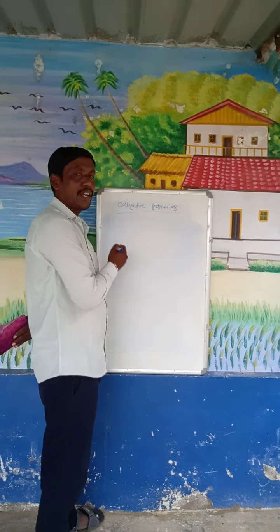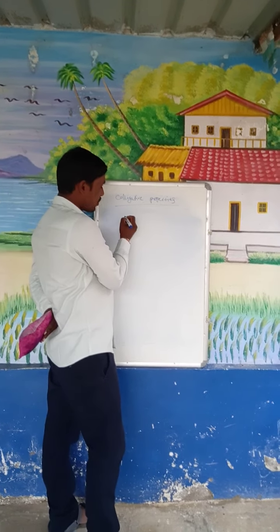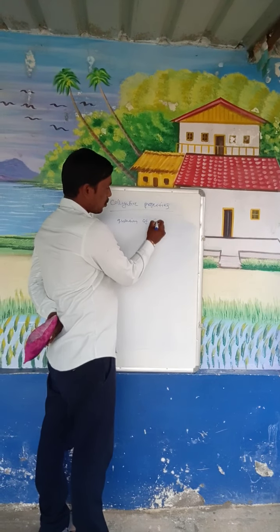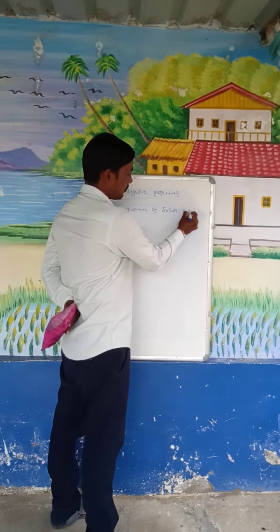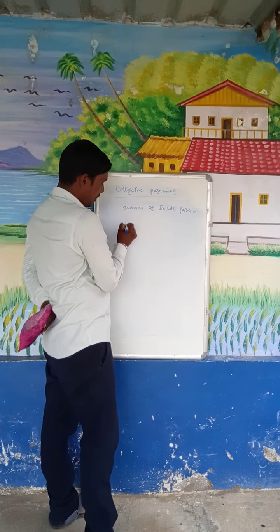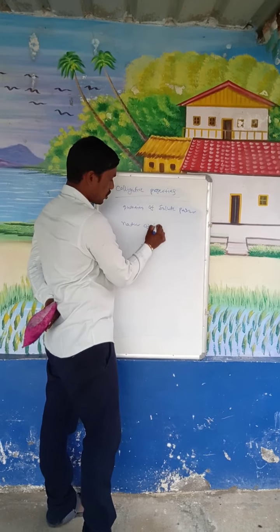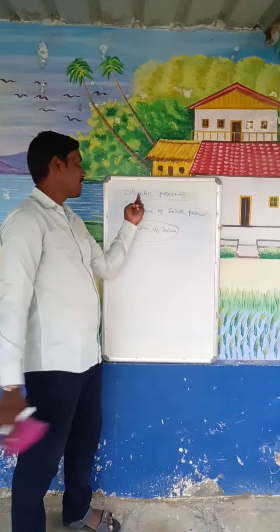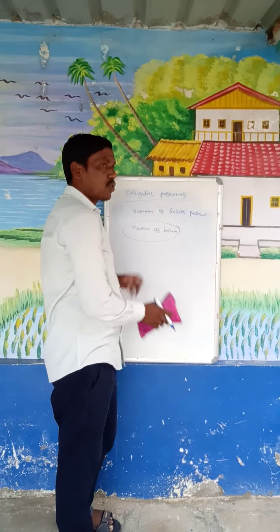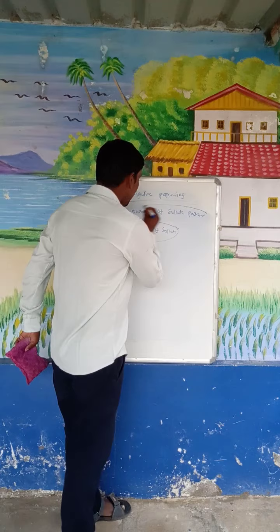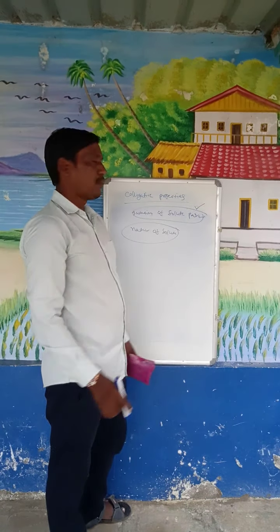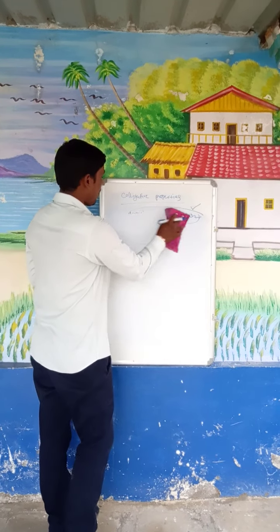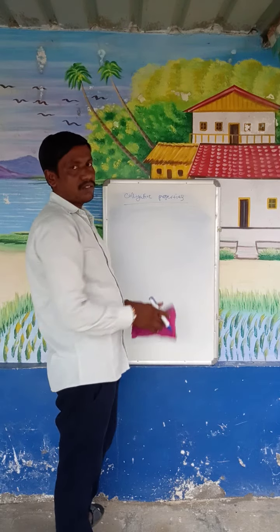Now let me discuss colligative properties. Colligative properties always depend on the quantity of solute particles, not on the nature of the solute. Based on that, these are solution properties which depend only on the quantity of the particles, not on the nature of the solute.